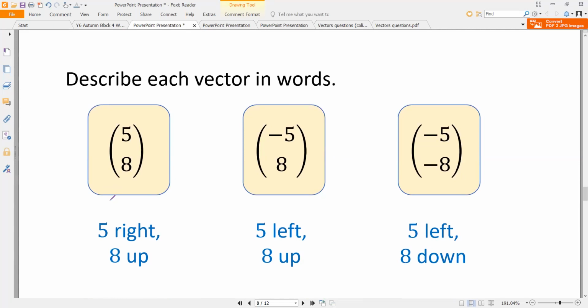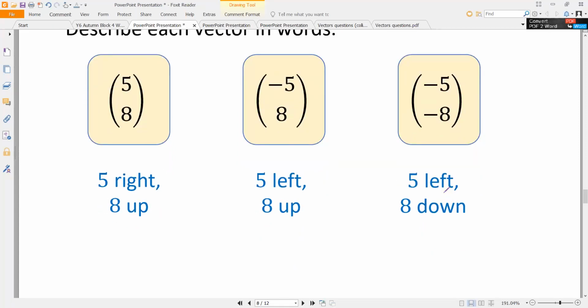5 right, 8 up, because it is positive, positive. And look at this. When it is negative, remember, you're going to the left. So you are 5 left, 8 up. Minus 5, minus 8 will be 5 to the left and then 8 down, because negative 8 is the negative axis for y.